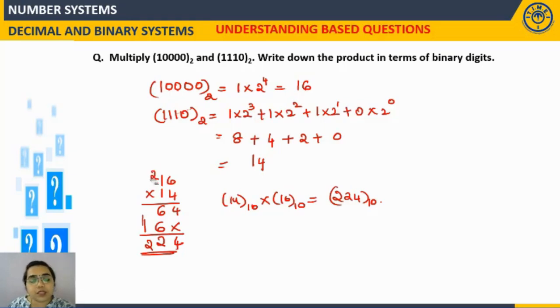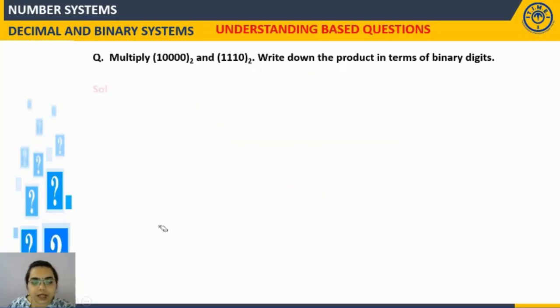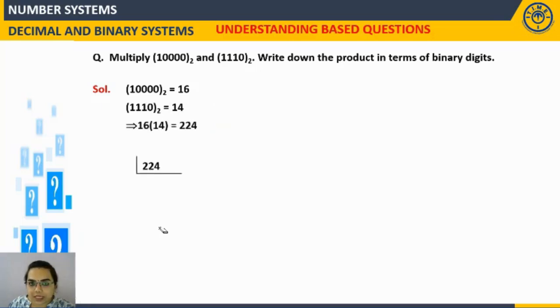Okay, so what are we supposed to do? We need to divide by 2 and then write the remainders. Fine, let's have a look at that. So 224, let's divide it by 2. This goes 112 times, remainder is 0.